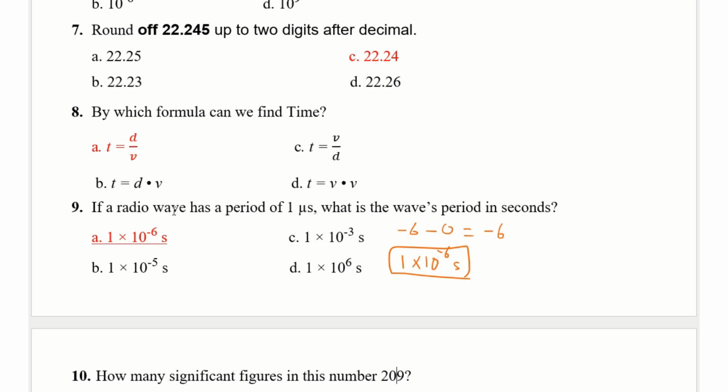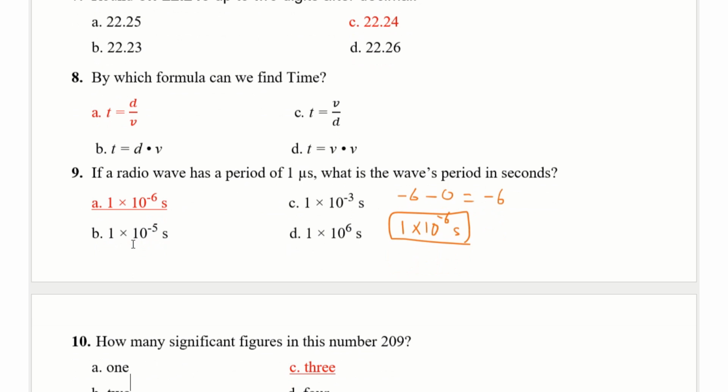Okay, if a radio wave has a period of 1 microsecond, this is microsecond. What is the wave's period in second? So this is conversion from micro to second. So micro is negative 6 minus second is 0. The exponent of second is 0. So negative 6 minus 0 will be negative 6. So you'll write 1 times 10 to the power of negative 6 second. So it is A. This is conversion.